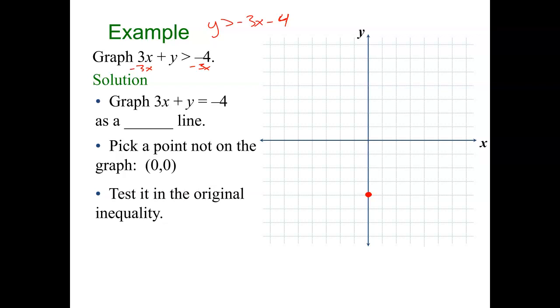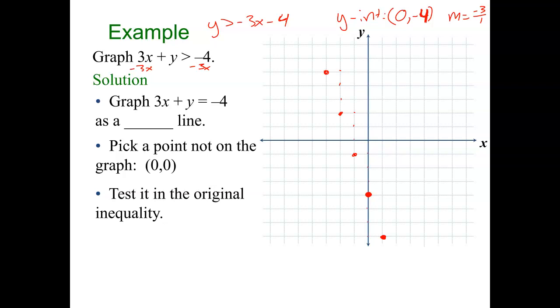All right, what's my slope? Negative 3 over 1. I have a y-intercept of 0, negative 4. I have a slope of negative 3 over 1. So how do I get to my next point from my y-intercept? You go up 3 and over 1. 1, 2, 3, right 1. I could also go up 3, left 1. And that gives me a set of points.